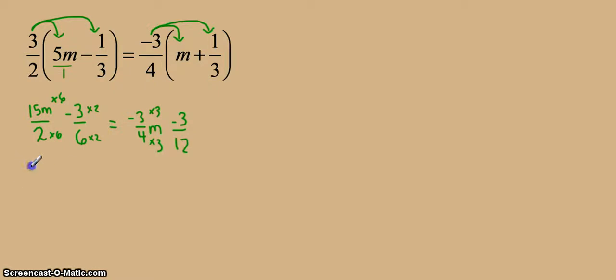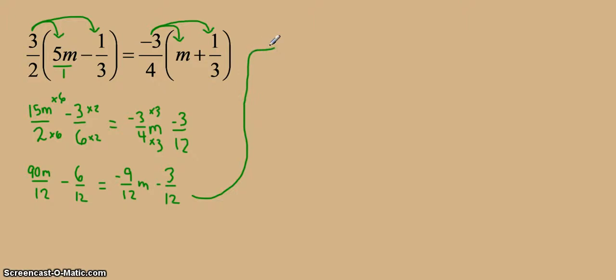15m times 6 gives us 90m over 12. Subtract 3 times 2 is 6 over 12 equals negative 3 times 3 is negative 9m over 12. Subtract 3 over 12. Since in our equation we have all terms with a common denominator of 12, we can get rid of the denominators and just work with the numerators. So I'm going to bring this equation up here so I have enough room. So I'm just going to work with the numerators. So I have 90m subtract 6 equals negative 9m subtract 3.